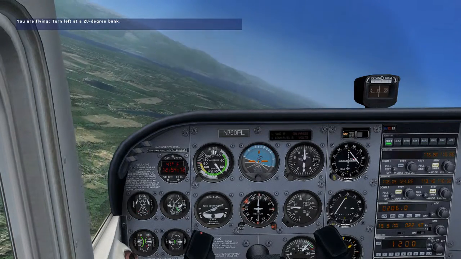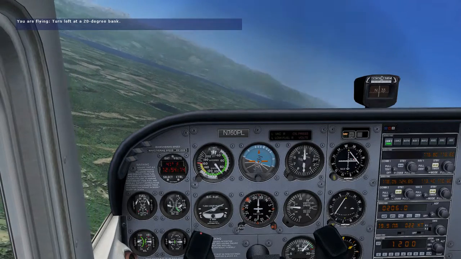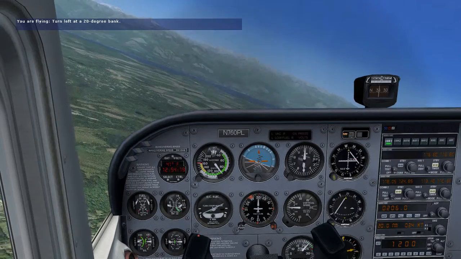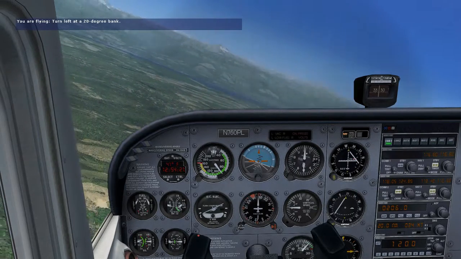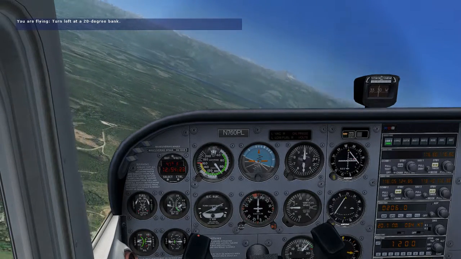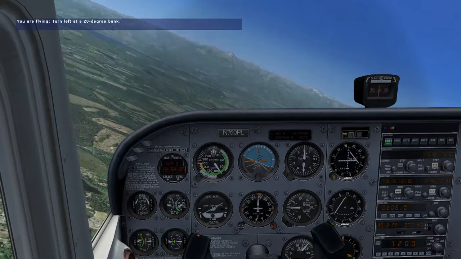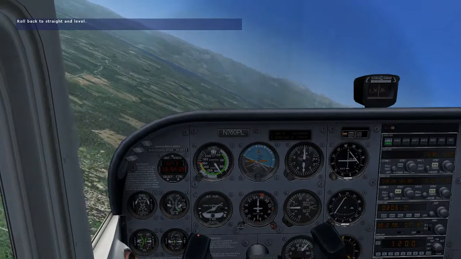Notice how the horizon line makes the same angle with the panel as the horizon line makes with the miniature airplane in the attitude indicator. One of the primary reasons we have an attitude indicator is so that we know how we are banked and pitched if we accidentally wander into a cloud and we can't see outside. Let's roll back into straight and level flight.